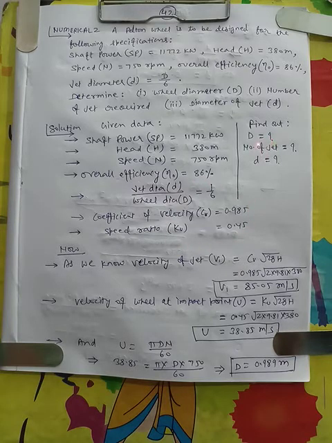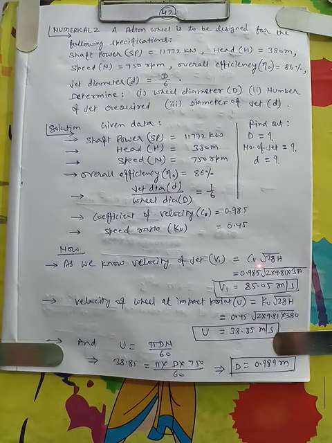And we have to find out the diameter of the runner, number of jets, and diameter of the jet. This is it. So let us proceed. As we know, the velocity of jet is given by Cv root 2gh.